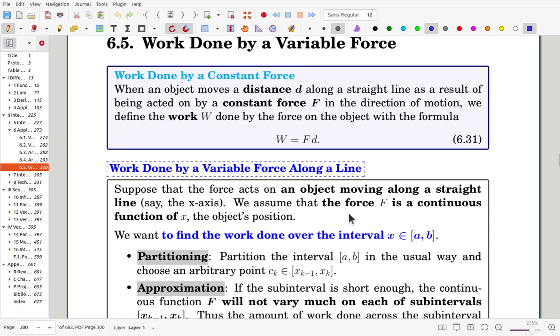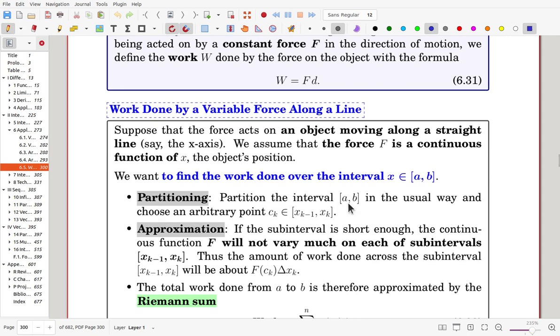Here we assume that the force is a continuous function of x, the object's position. And here we will find the work done by the force over the interval a to b. We'll use the same technique: partitioning, approximation, and Riemann sums and their limit. So we partition the interval a to b into n subintervals, and we choose c_k, an arbitrary point from the kth subinterval.